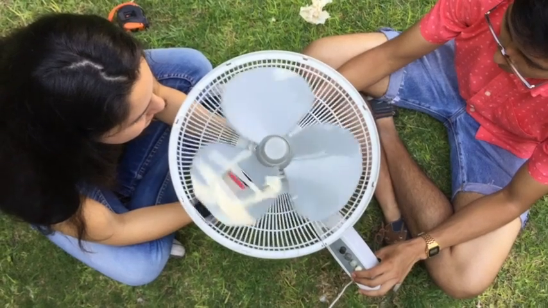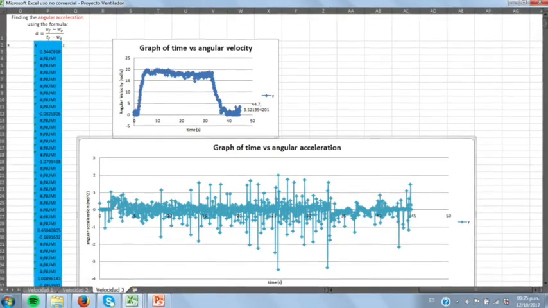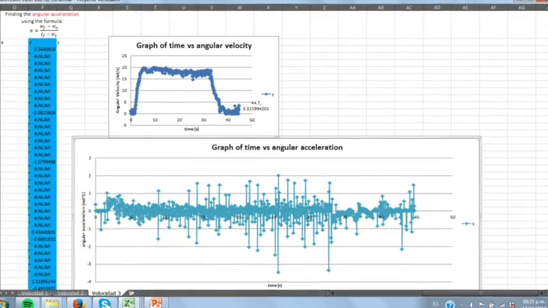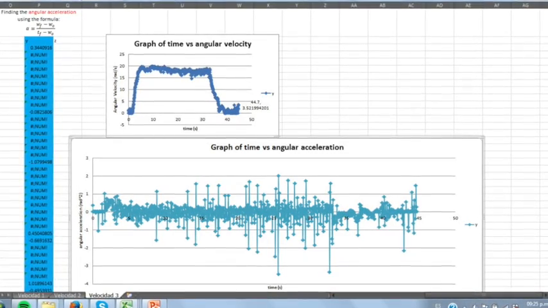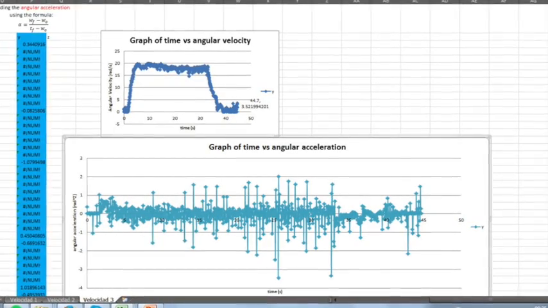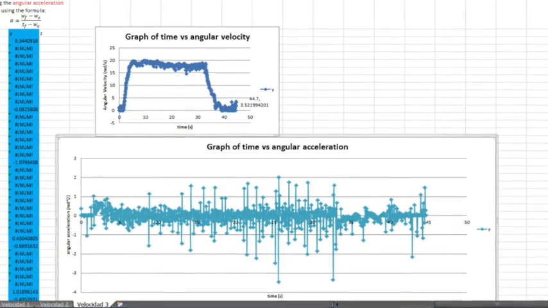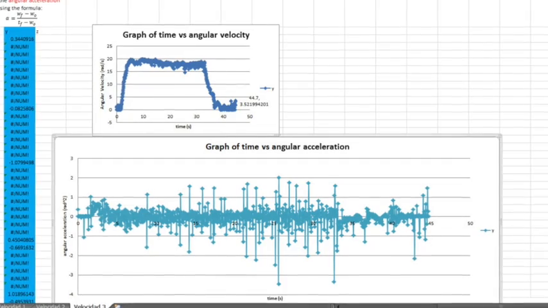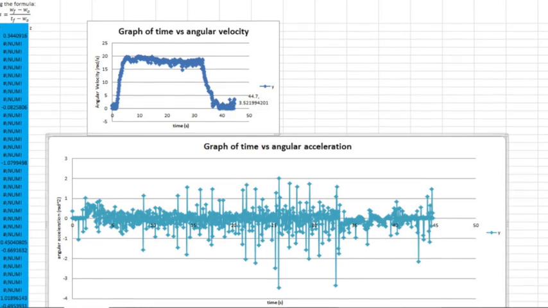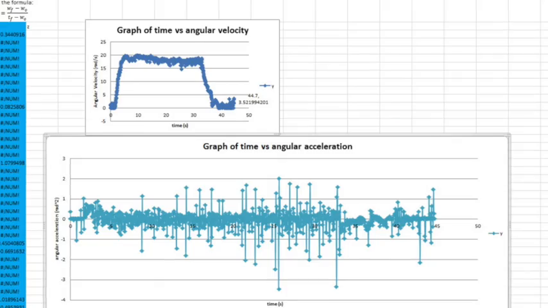Basing ourselves on the obtained graphs, we conclude that for the three velocities of the fan, it takes 3 seconds to reach the maximum speed and 3 seconds to fully stop. We found that the maximum velocity at speed 1 ranges from 13 to 14 radians per second, for speed 2 from 14.5 to 17, and for speed 3 from 16 to 20. We found that the obtained graphs are consistent with the literature, finding that when the angular velocity is constant, the angular acceleration equals zero.